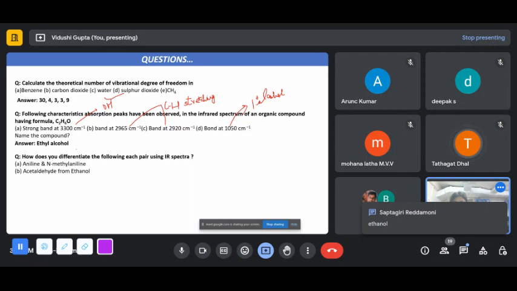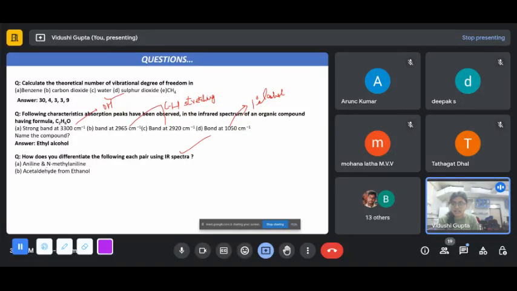Now moving to the next question, how will you differentiate the following pair using IR spectra? The first one is aniline and N-methyl aniline. Now you know the structure of aniline. It will be C6H5NH2, that is this, and NH2. And for N-methyl aniline, one hydrogen of aniline is replaced by methyl, so it will be N-methyl.